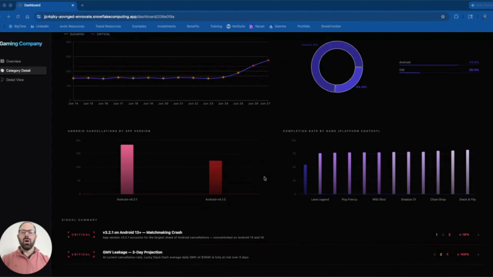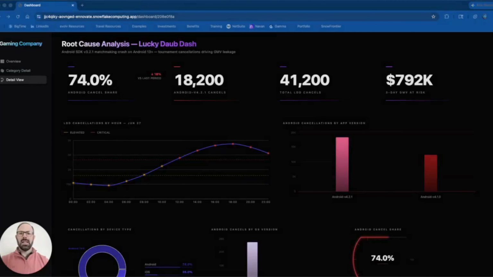Now, if we go one level deeper into versioning, you can see one release clearly standing out from the rest. And at the same time, other games across the platform are stable. So at this point, we can say pretty confidently, this isn't a platform-wide issue. It's a localized problem tied to a specific release on Android. Now we take that one step further and get to root cause.